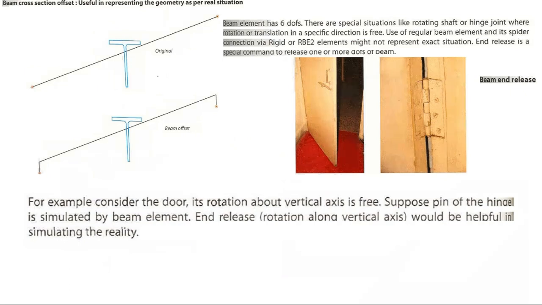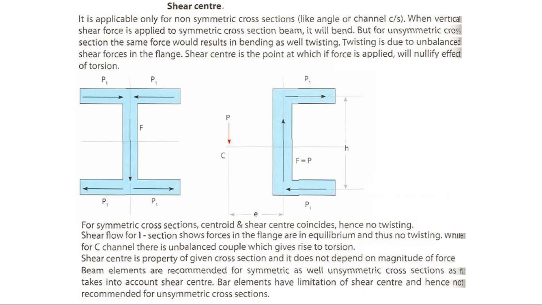And offset means this is the original and this is a little bit above; you can see this offset. To realistically represent the structure, we sometimes give an offset also. Yes, and this is one important thing I wanted to tell you. It is applicable only for non-symmetric cross-sections. This is a non-symmetric cross-section, this is a symmetric cross-section. This is not applicable here, but it is applicable here. Angle, channel and so on are non-symmetric.